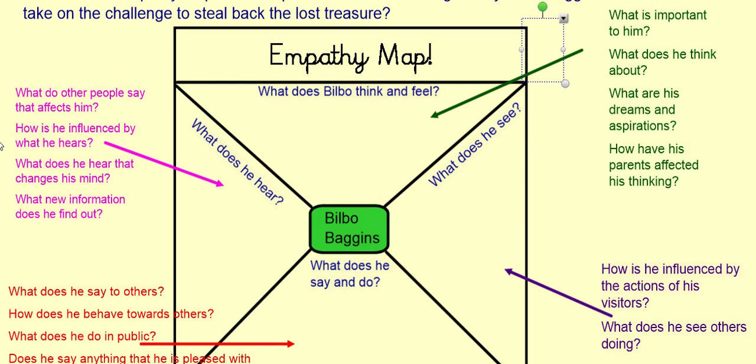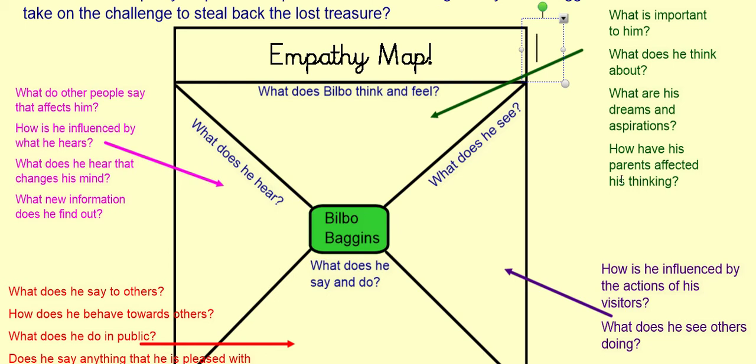Now that you've done this, we're going to explore all 4 sections. So section 1 is, what does Bilbo think and feel? And to help you with that, I've put up some questions at the side which could really help you. So what does Bilbo think and feel? Well, what is important to him? What does he think about? What are his dreams and aspirations, and how have his parents affected his thinking?